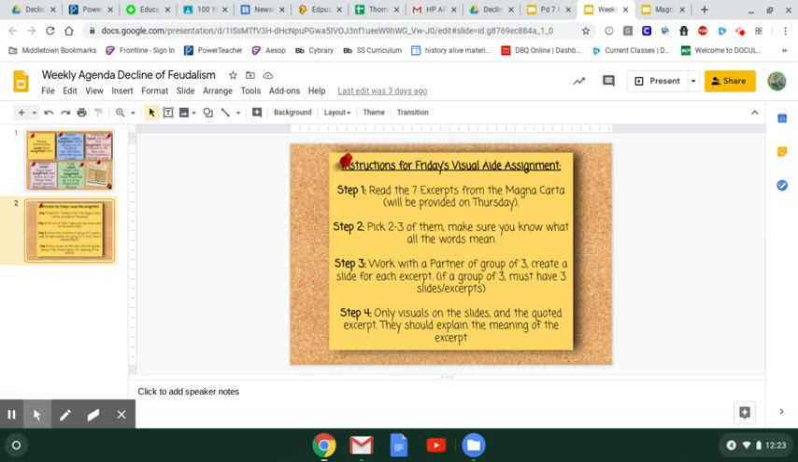And you can work with a partner or group of 3 across all of my classes. So anyone who has me, you can work with them. Step 4, only visuals on the slides and the quoted excerpt. They should explain the meaning of the excerpt. They should get to what it means, and I'll talk more about that in a second.